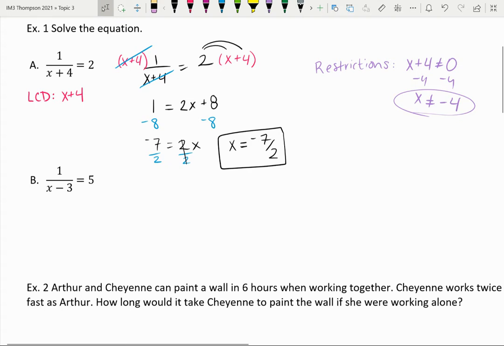All right. Any questions on A? All right, I would like you to go ahead and try B. Very similar type of problem. Go ahead and using this example, solve B.